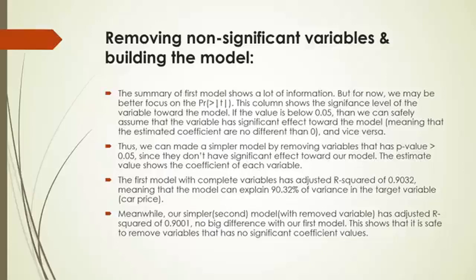The estimate value shows the coefficient of each variable. So, the first model with complete variables has adjusted R-square of 0.9032, meaning that the model can explain 90.32% of variance in the target variable, that is car price. Meanwhile, our simpler second model with removed variables has adjusted R-square of 0.9001. No big difference with our first model. This shows that it is safe to remove variables that have no significant coefficient values.